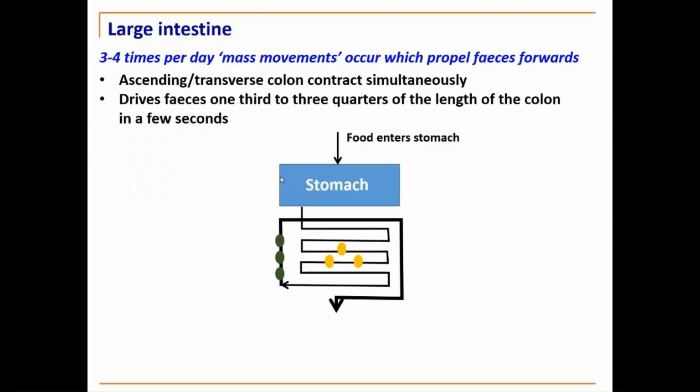So what's happening in the large intestine? Well, about 3 or 4 times a day, we get what are called mass movements, and these propel feces forwards. So in this case, the ascending and the transverse, so the sideways colon, contract simultaneously, and it drives feces about 1/3 to 3/4 of the length of the colon in a few seconds.